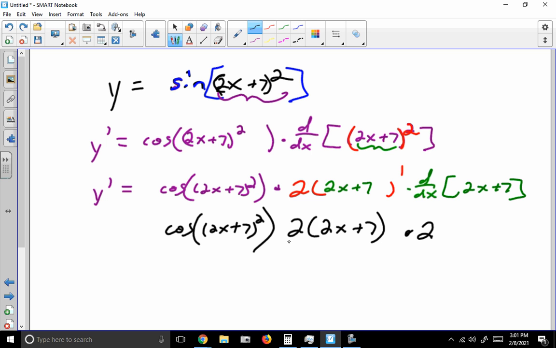And then copy everything else down. So we can simplify this. 2 times 2 is 4. That's times that parenthesis. So 4 times 2x plus 7. All of that is times cosine of the inside part.